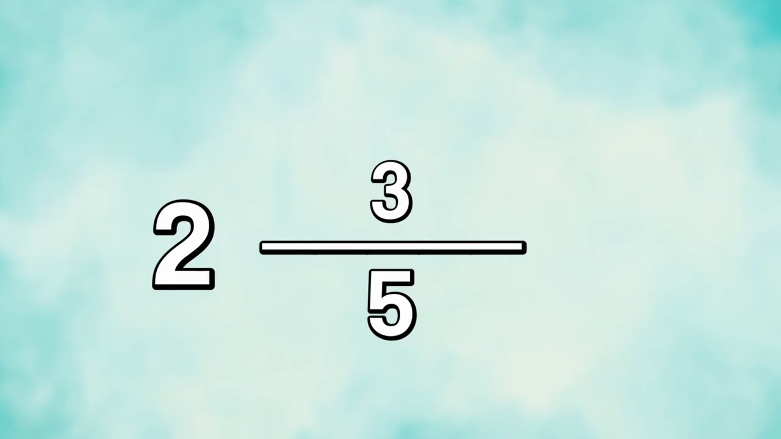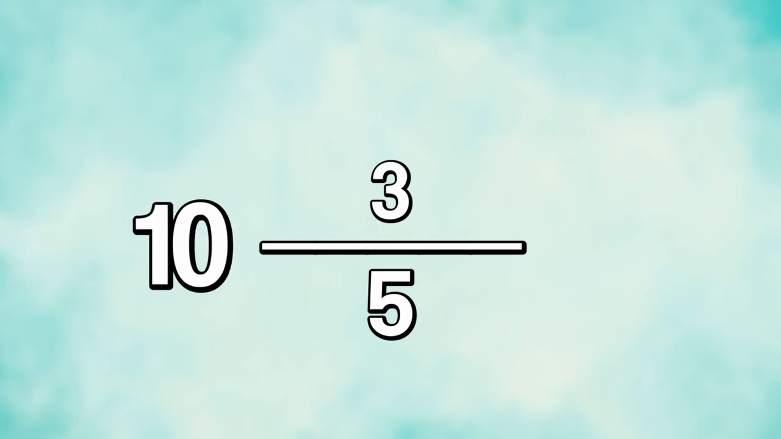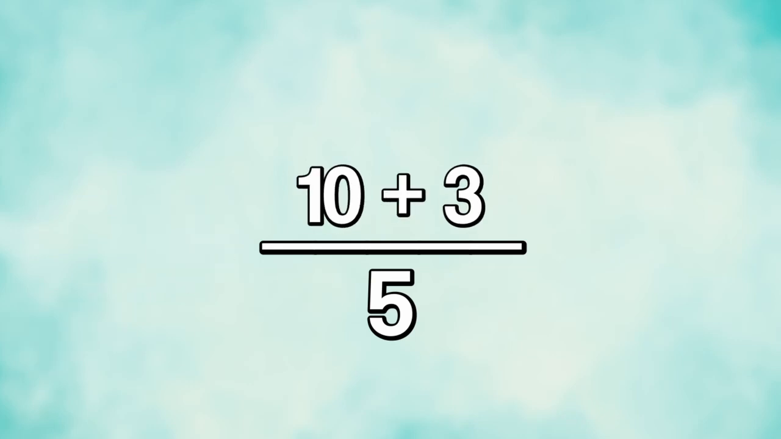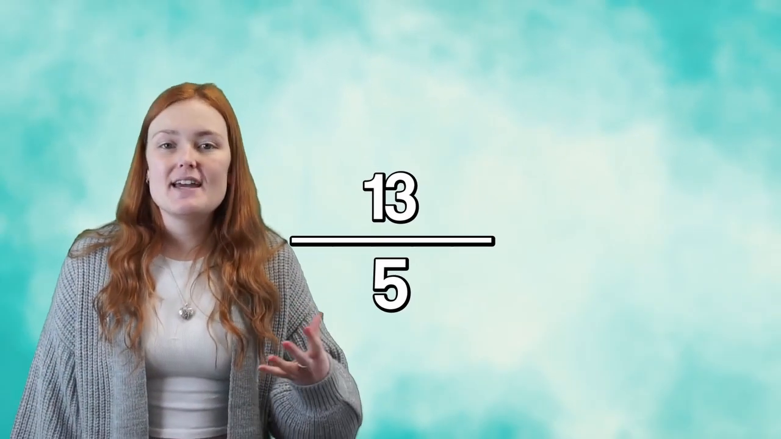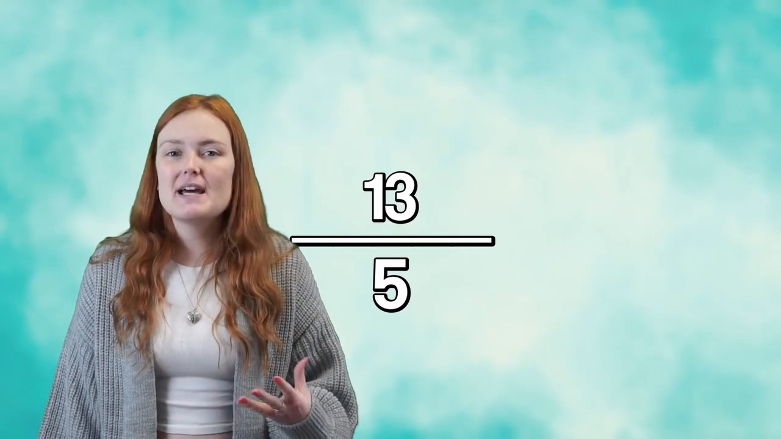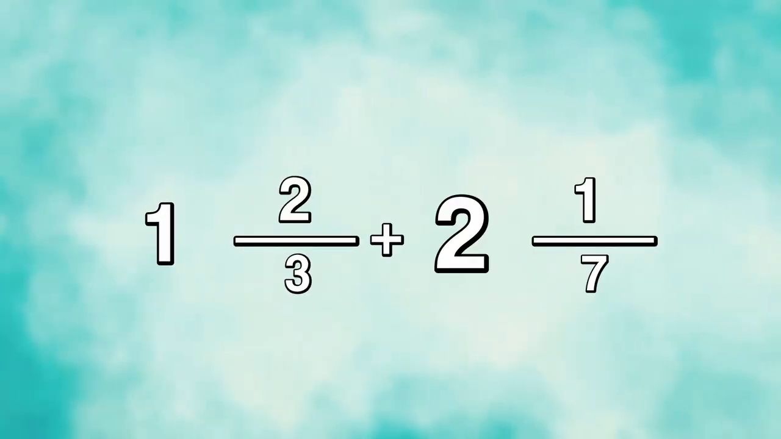For example, 2 3/5. Multiply the whole number by the denominator, so 2 times 5 is 10. Add on the top, so there's 3 on the top, 10 add 3 is 13, so my answer would be 13 over 5. The denominator stays the same throughout. So let's look at an example of adding some mixed fractions. So if I start with 1 2/3 plus 2 1/7, I've got this equation that I need to work out.